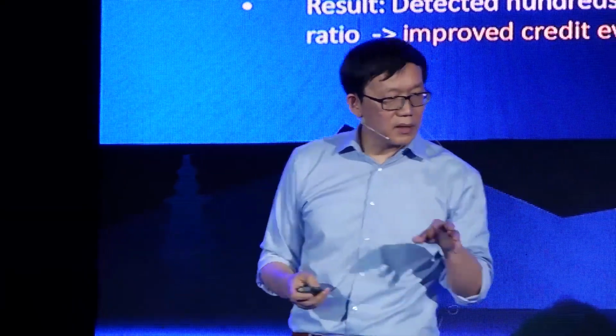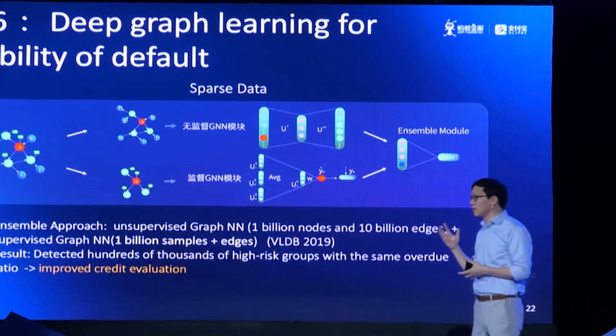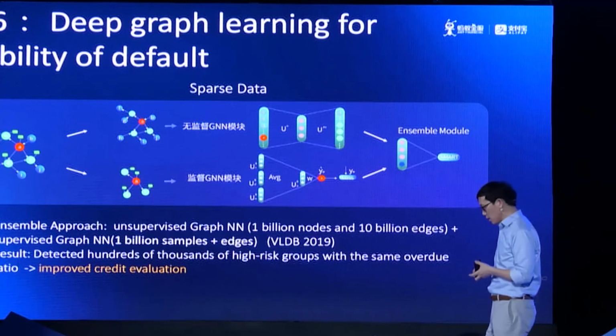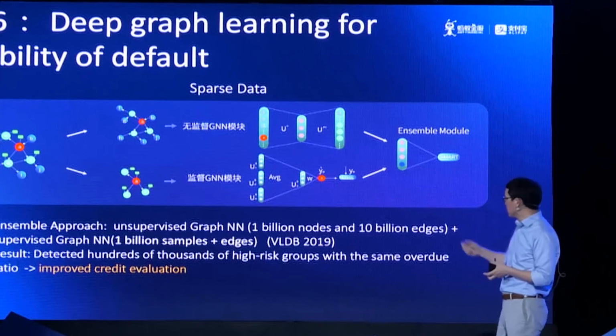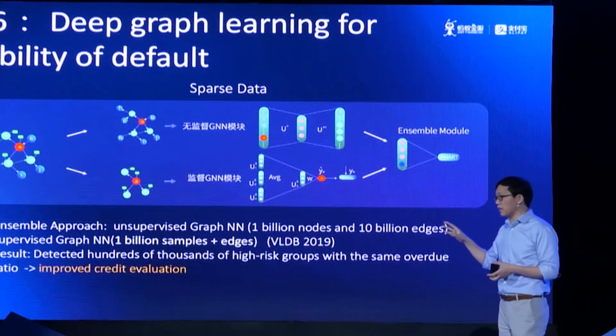So I will also give you a last example. Basically, I promised Professor Xiong about the PD model, okay? So there's a debate: can we use machine learning to really have information to make a better PD model, or probability of default, for the microloan business? If the data is sparse, we need to combine supervised learning with unsupervised learning. So this example shows we combine unsupervised graph neural networks with supervised graph neural networks on a huge scale, and we achieved much better results.